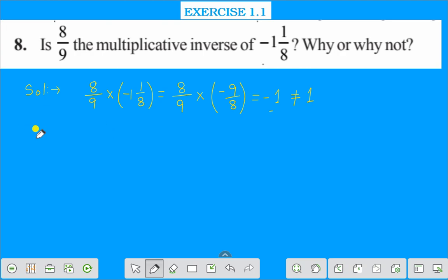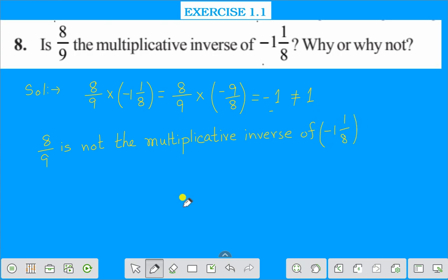Therefore, we can say that 8 by 9 is not the multiplicative inverse of minus 1 whole 1 by 8.